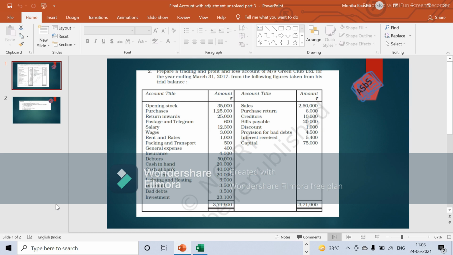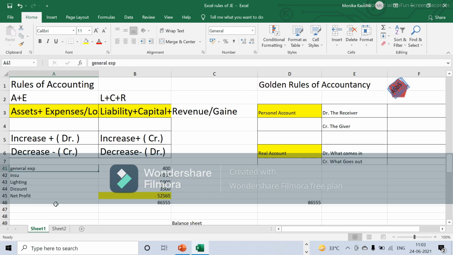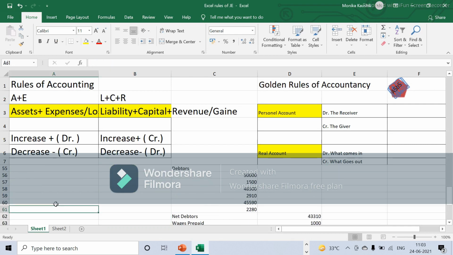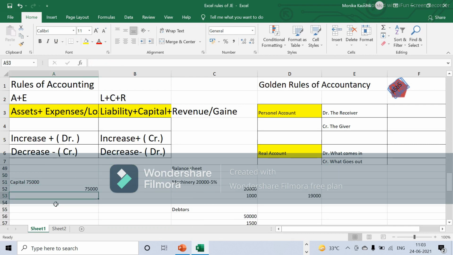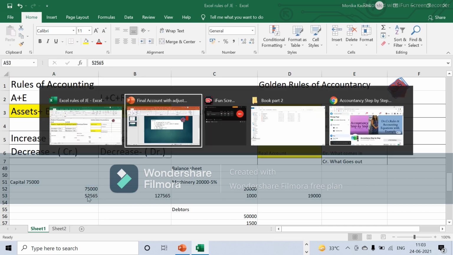So net profit, if the company has earned a net profit, this will also be added to the capital, right? So in this case we have earned the net profit of 52,565. I am adding it here, 52,565. This is my net profit, right? So the total amount will be this plus this, right?